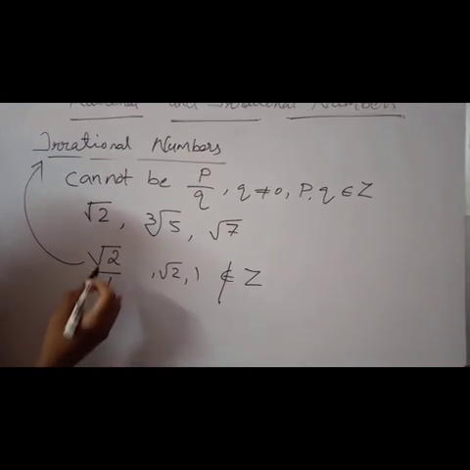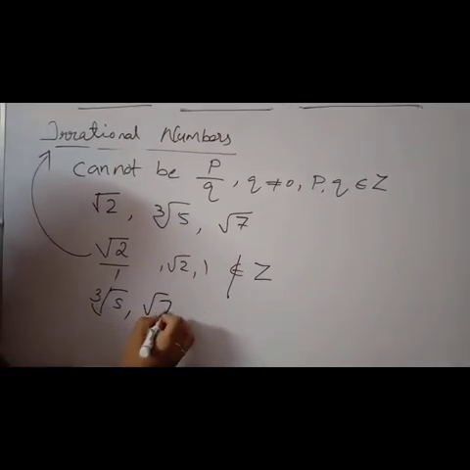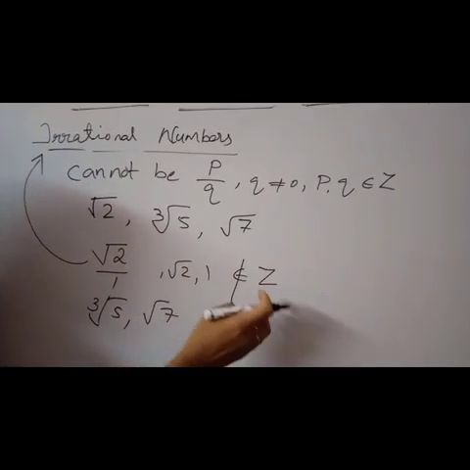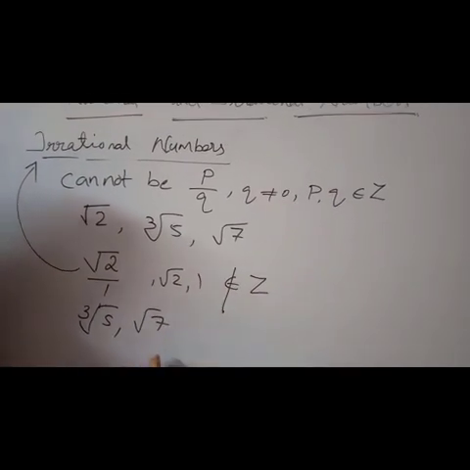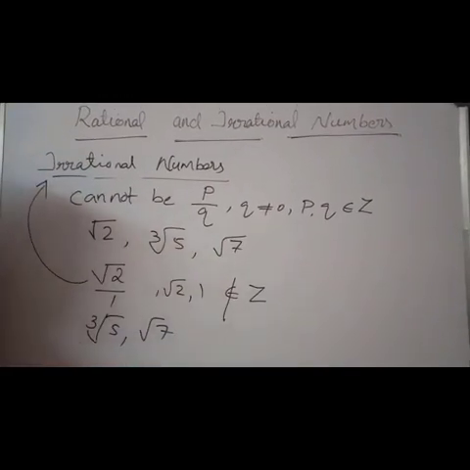Consider the next terms the same way, cube root of 5 or square root of 7, the same thing. These numbers do not belong to the group of integers. So we can say that these are also examples of irrational numbers.